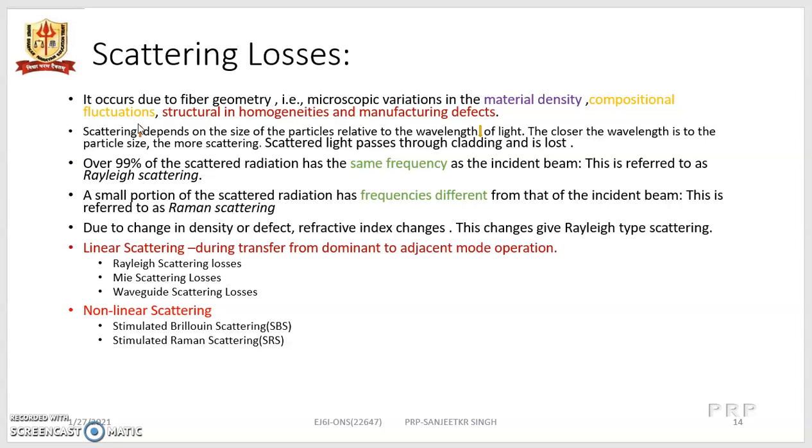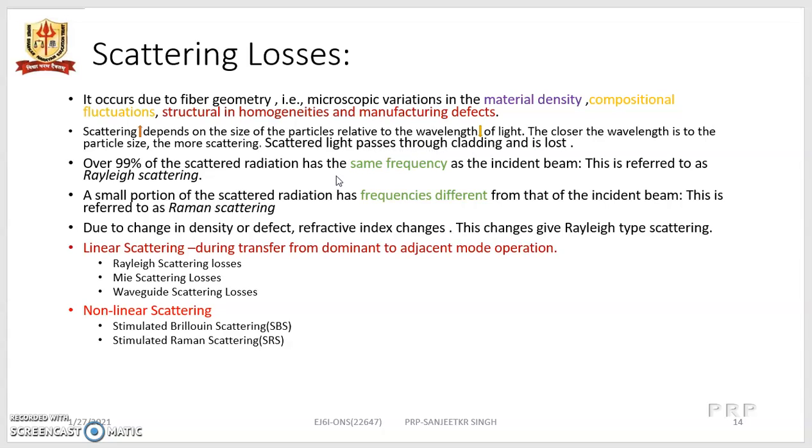So this scattering depends on the size of the particle relative to the wavelength propagating, and the closer the wavelength to the particle size, the more will be the scattering. In general, the scattering increases as the wavelength is decreased. So for shorter wavelength, there will be more scattering as compared to longer wavelength, and scattered light will pass through the cladding and it is lost.